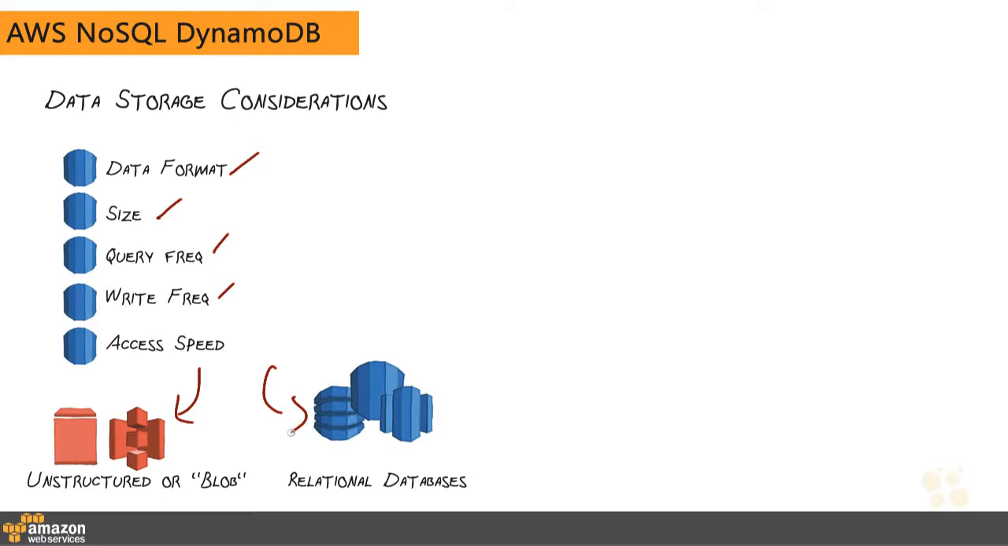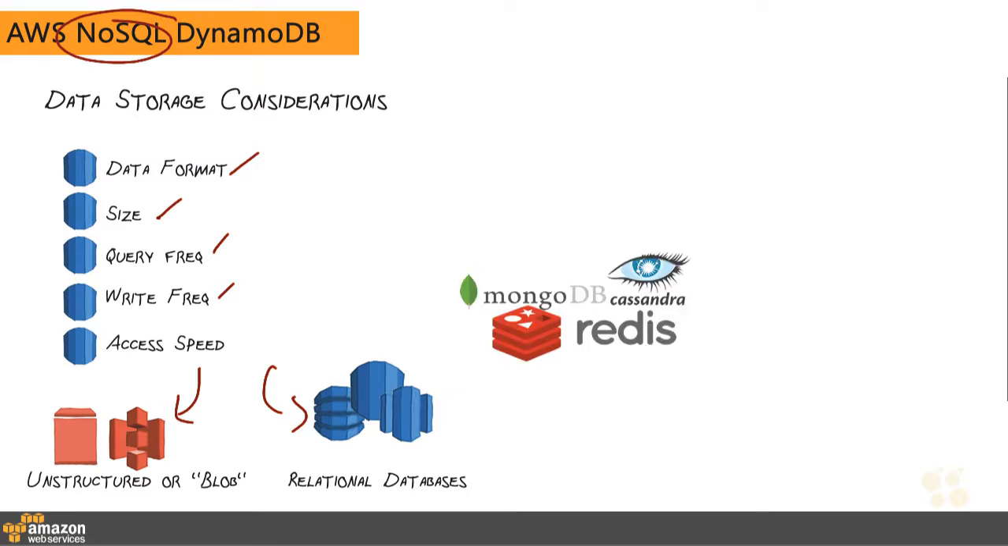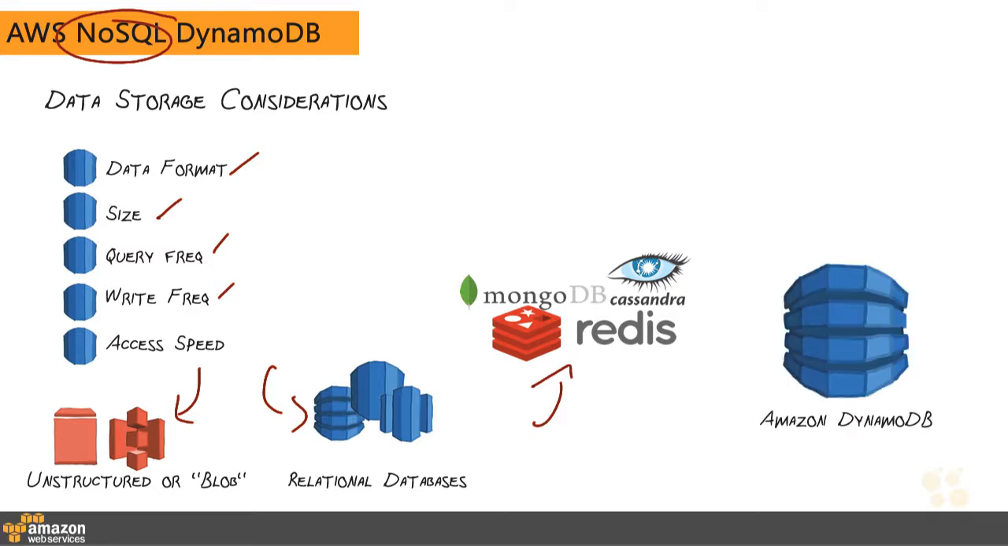Well, there's another option these days that is gaining in popularity the past few years, and that's called NoSQL databases. And NoSQL databases, like the name sort of implies, are databases that don't use traditional SQL relationships in order to model their data. You may have heard of some databases such as Mongo, Cassandra, and Redis. These are really popular NoSQL databases that are out there right now. Well, Amazon has its own built-in NoSQL database as a service inside of the cloud called Amazon DynamoDB.